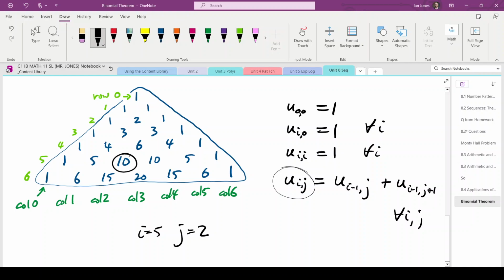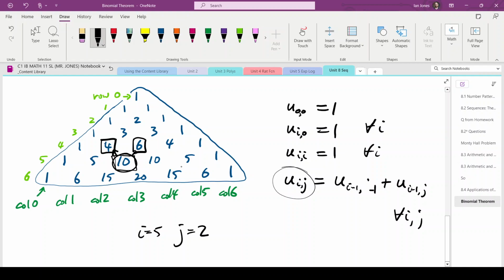So that would be, you know what? I think I have a mistake. Hold on 1 sec. Okay, sorry about that. So the formula should actually be U(i-1, j-1) plus U(i-1, j). Okay, so this says if I have this term, go up 1 row and go left 1 column. So that would be here, plus go up 1 row but keep the column. So that would be here. Adding these two terms together is how I get this 10. That's the definition of how I am to proceed to get terms.